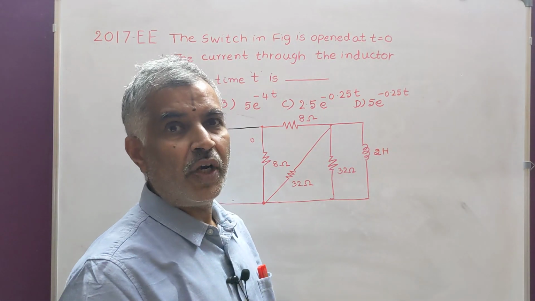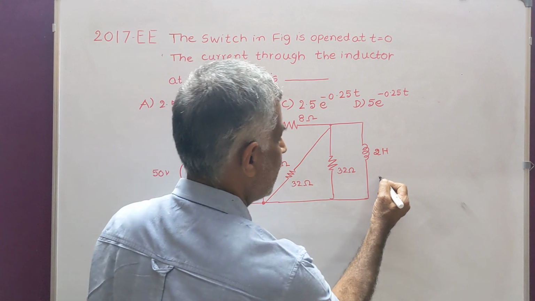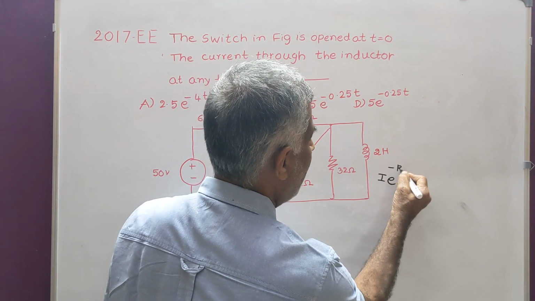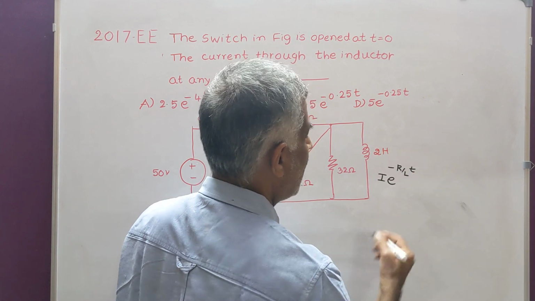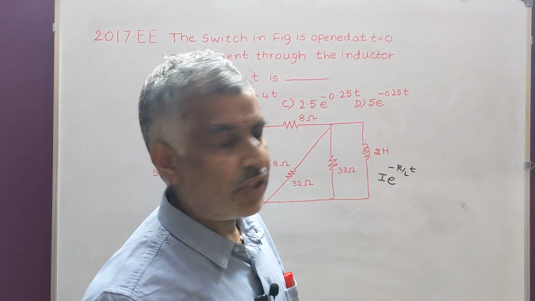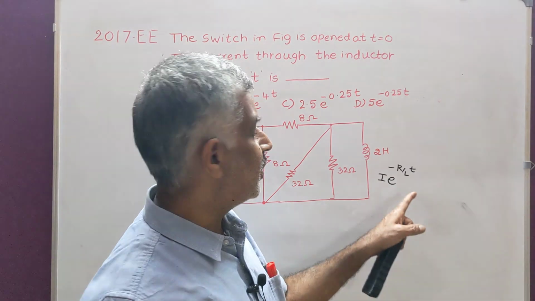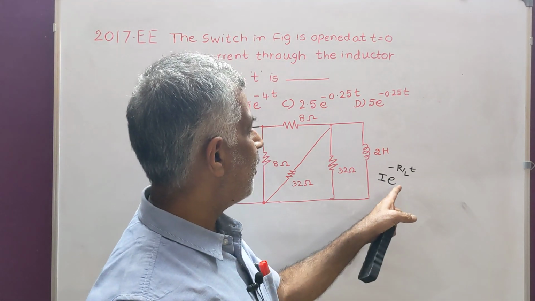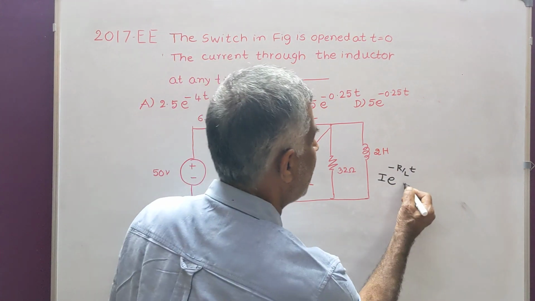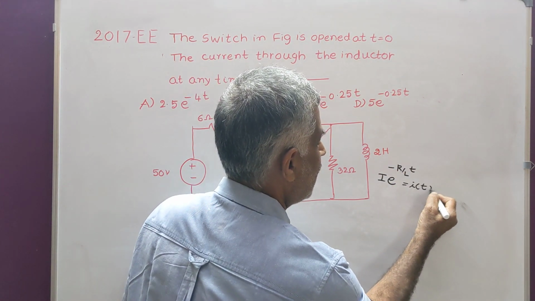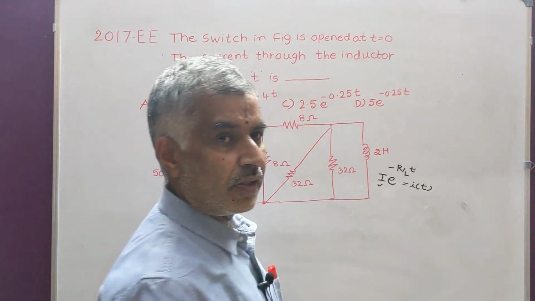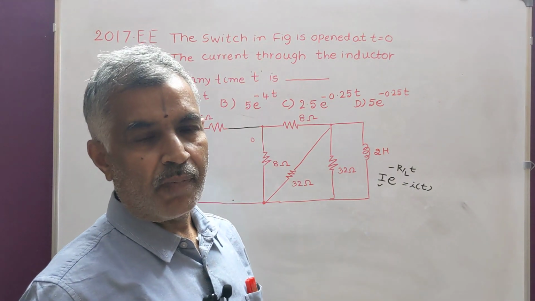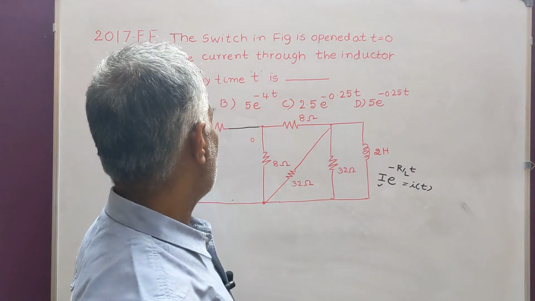Now for that, students must remember this expression: I e power minus R by L t. R is the total resistance in the circuit, L is the inductance in the circuit, I means maximum current. Maximum current e power minus R by L t. This is the i(t) expression. Now you have to find this I, that means the current in the inductor before the opening of the switch.